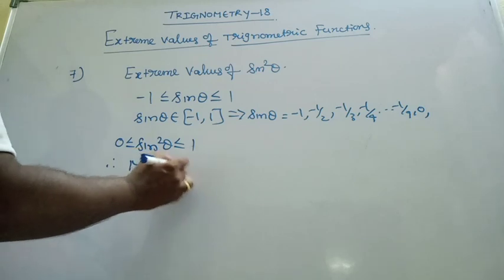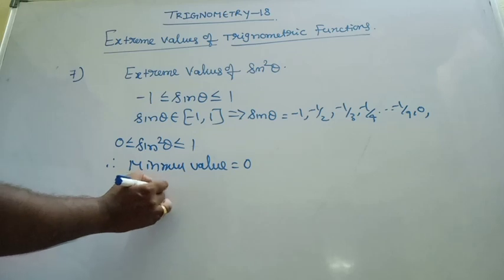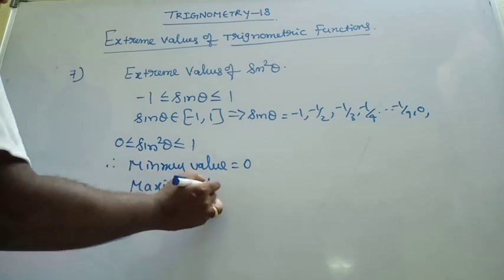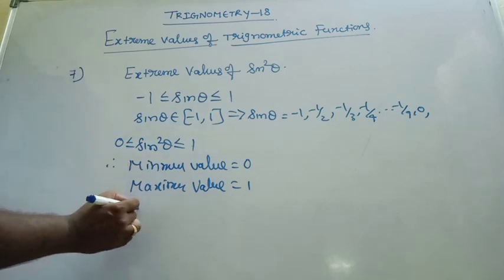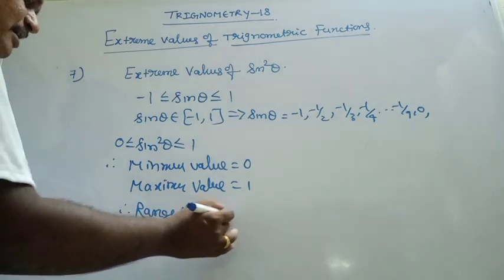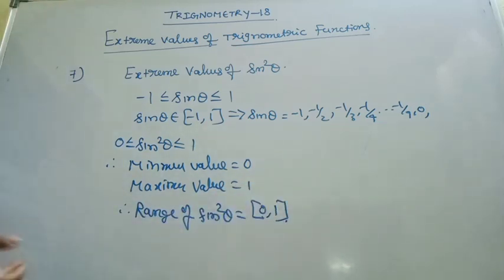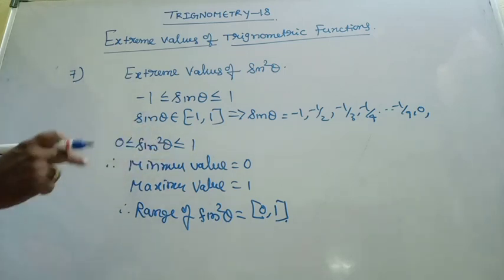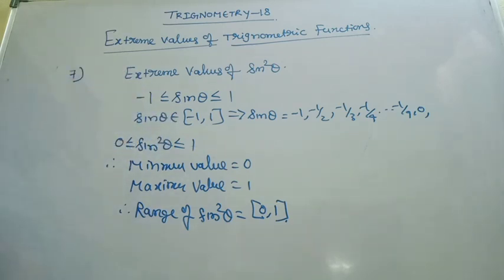Therefore, you have got the extreme values. Minimum value is equal to 0 and the maximum value of sine square theta is equal to 1. Therefore, the range of sine square theta is the closed interval 0 to 1. Like this we can understand. When you do squaring, there is no possibility of getting the negative value. That's why the range of sine square theta is 0 to 1. That is, minimum value is 0 and the maximum value becomes 1.